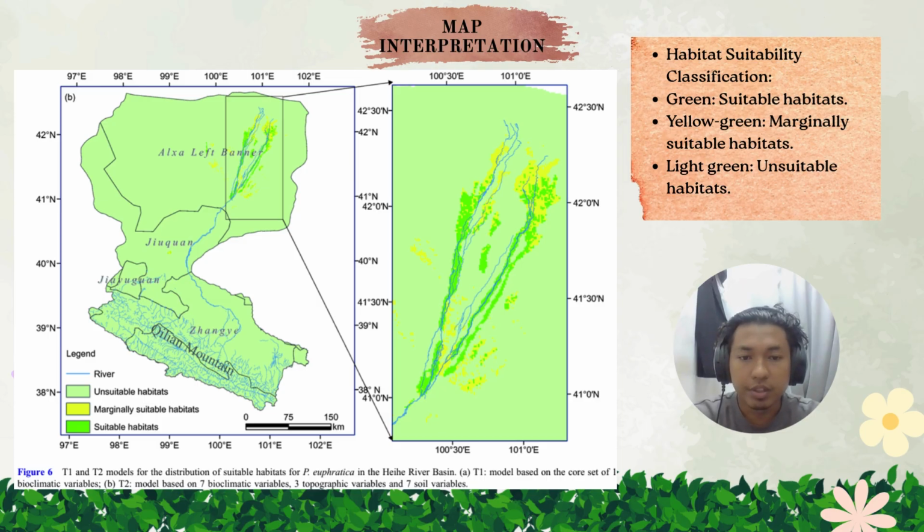And for map interpretation, we have the habitat suitability classification, which we can see in the map: green is suitable habitat, yellow green is marginally suitable habitat, and light green is unsuitable habitat.